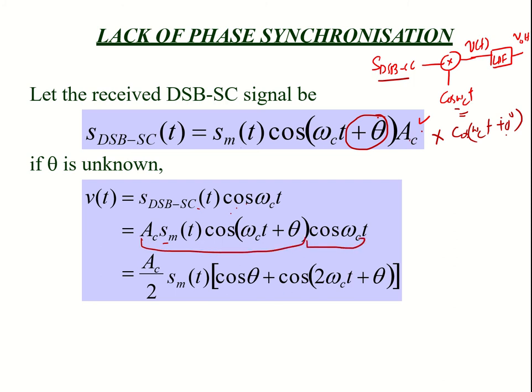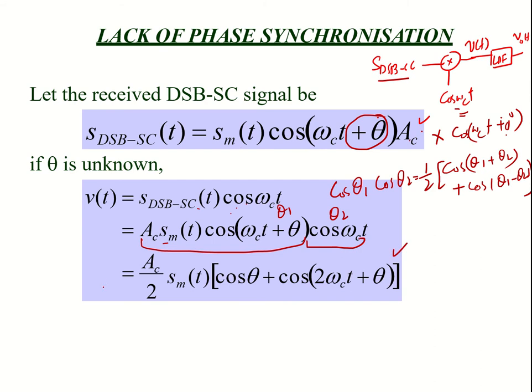So basically what we'll get here is Ac Sm of t, this is the modulating signal, and this is my carrier signal. And here we apply the very famous cosine identity: if two cosine signals, theta 1 and theta 2, are multiplied, we can write them as cosine of theta 1 plus theta 2 plus cosine of theta 1 minus theta 2. If we apply this identity here and do some simplification, we will get this output.